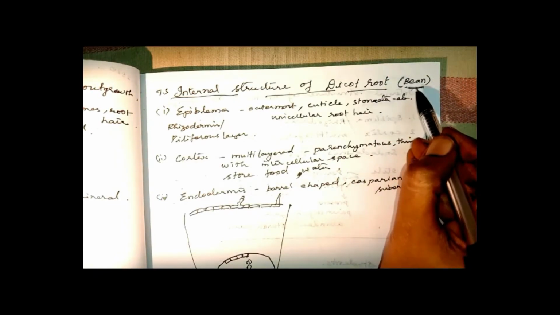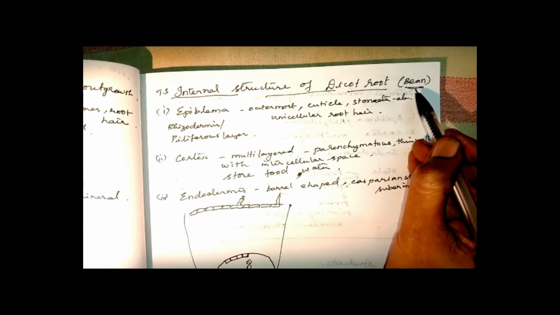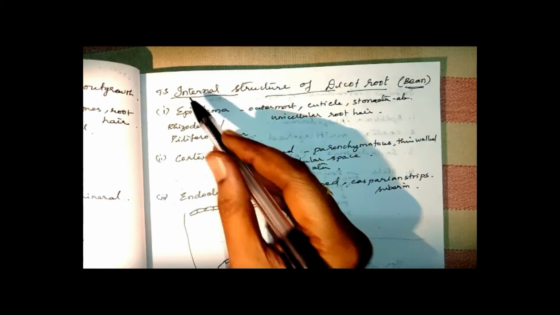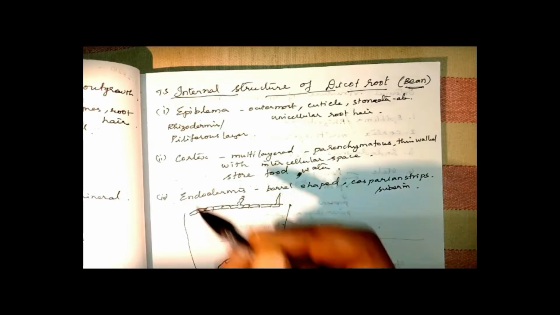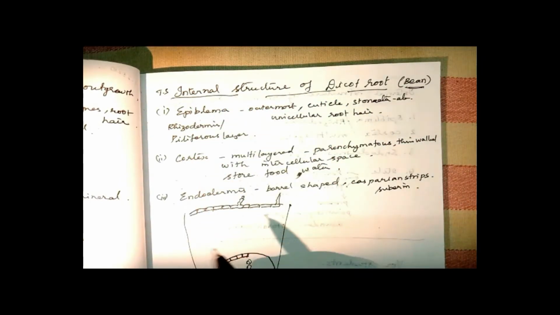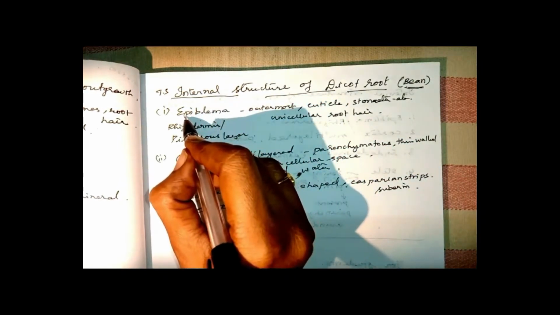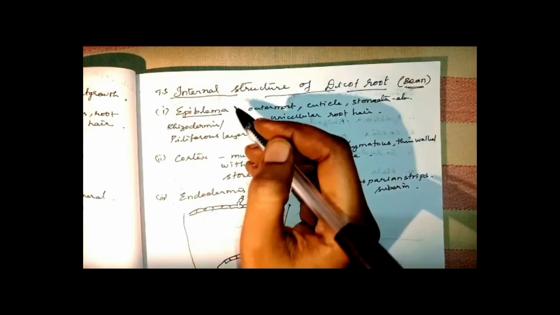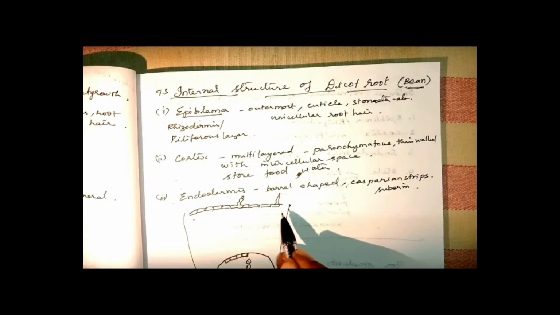The internal structure of dicot root. Bean plant is a dicot plant, and the root of the bean plant structure we are going to learn. So when you take the cross section of the bean plant root, we can see the following structures. The first one, outermost, is the epiblemma. The epiblemma is present in the outermost layer of the root.